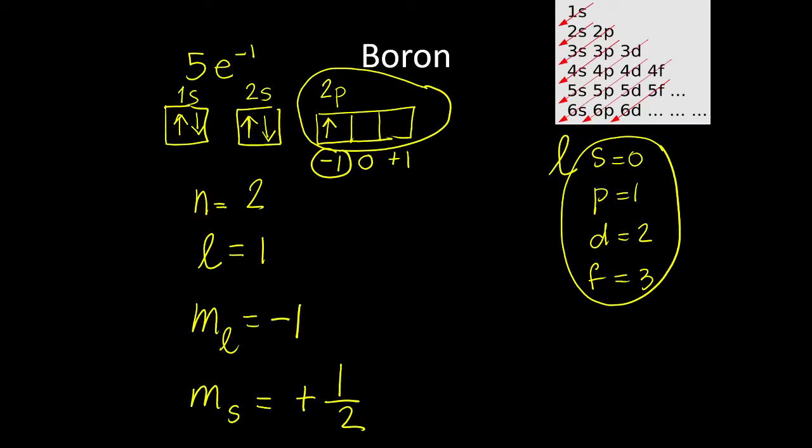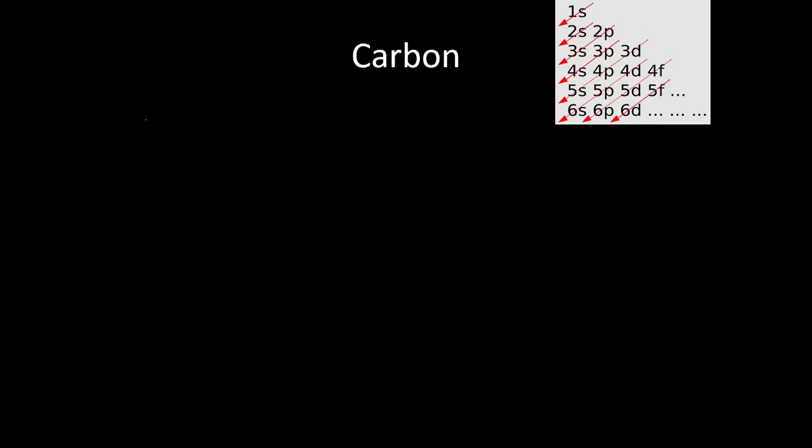Okay, let's have another one. Let's have the element carbon. Pilay atomic number sa element carbon? Okay, we have 6 electrons. Okay? So, let's start.